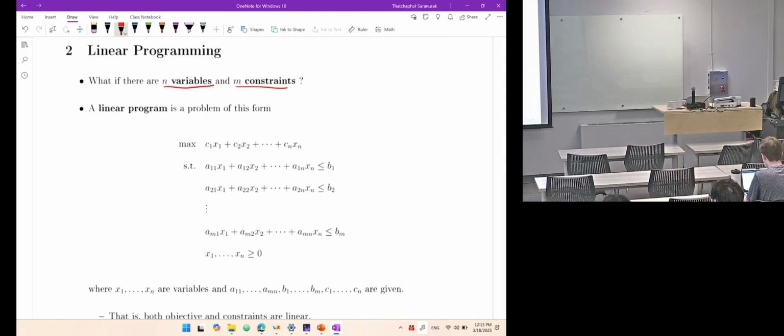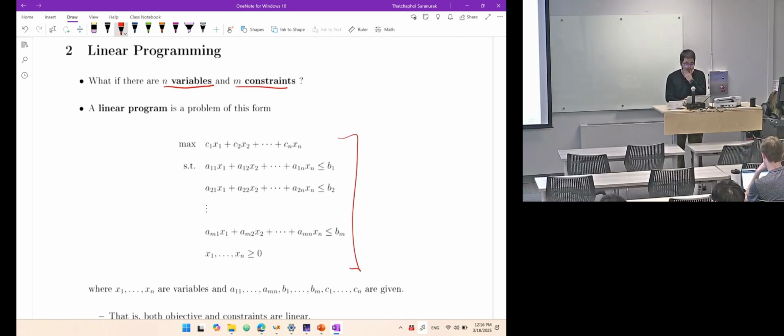That is, you want to maximize some linear objective, the sum of all the xi times some ci, and you have m many linear constraints, and all the x's are positive. So the x are variables, and the coefficients a, b, and c are given, and you want to find the x that maximizes this thing. That's a linear program.